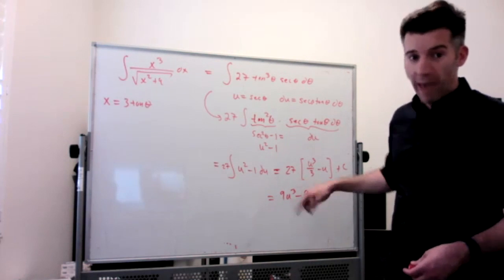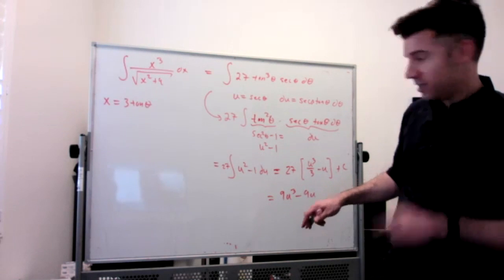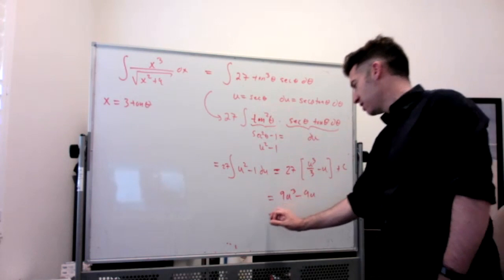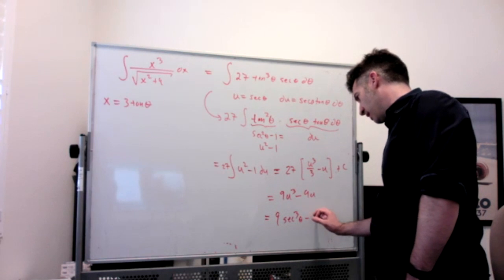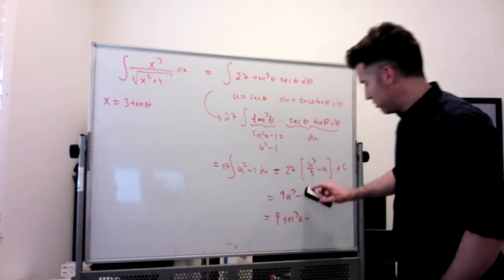And now we have to go back twice. So u is equal to secant. So it's going to be 9 secant cubed theta minus 27u, not 9u.